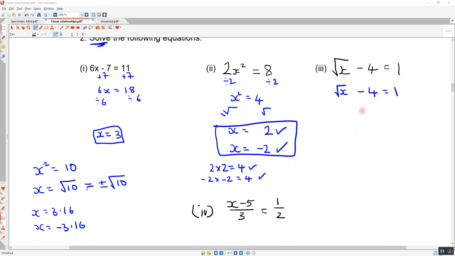Okay, so I need to get rid of the minus 4, so I need to add 4 to both sides. Question 4. So on the left-hand side, what am I left with, Zuri? Root x. On the right-hand side, I'm left with what, Leila? 5. Yep. And how do I then get rid of a square root? What do I do to both sides? Sally? Square it. Right, good. So I square both sides, and I get x equals 5 squared, which is 25.